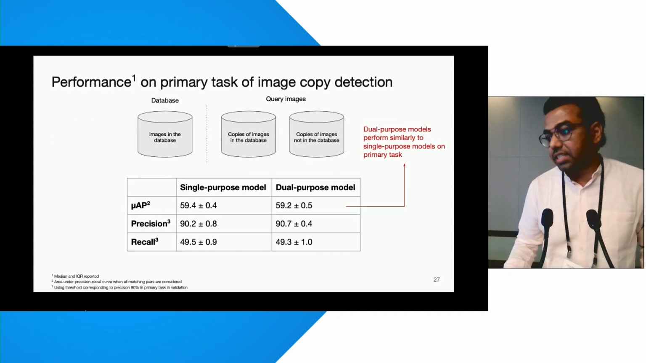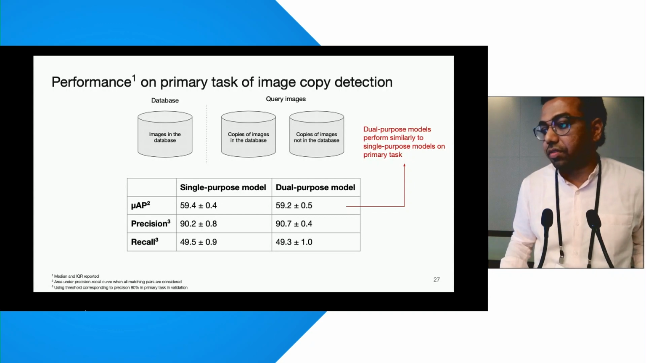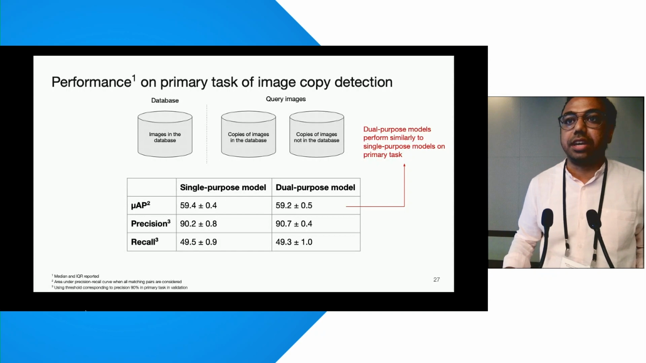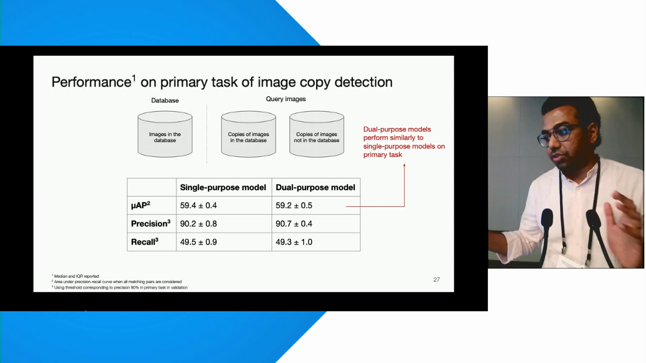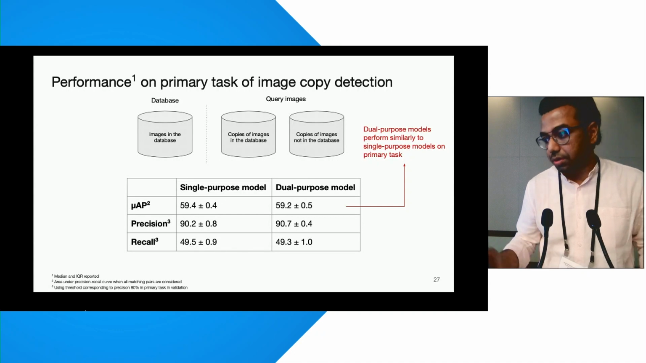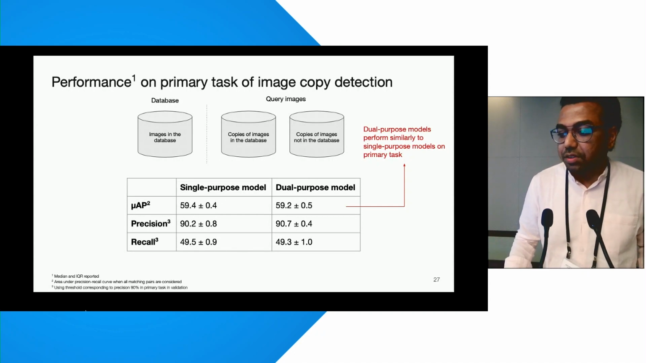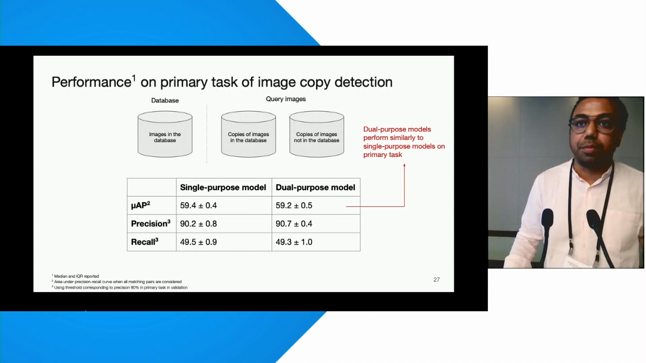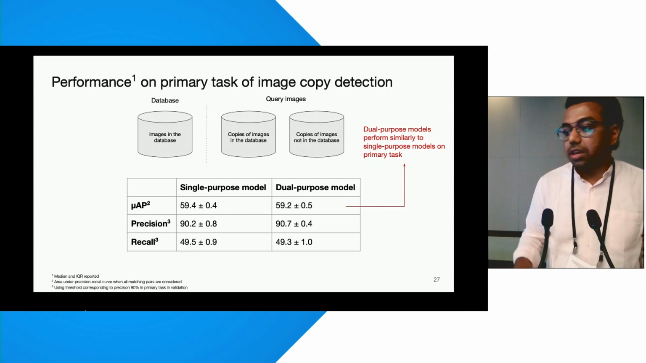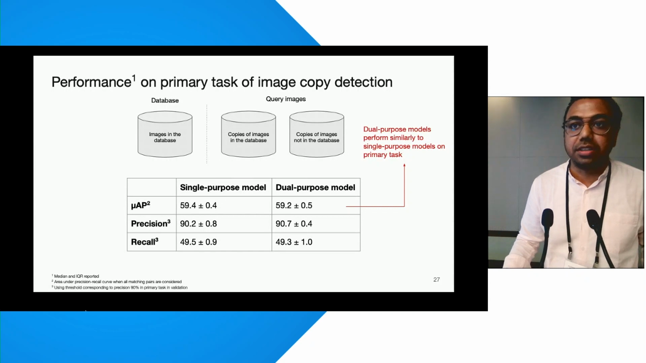So the first task is performance on the primary task of image copy detection. Here, we have a database of about 1 million images. And we have about 25,000 query images, of which some of them have a match in the database, some of them don't. What we see here is that our single-purpose model, which can only do image copy detection, has similar performance to the dual-purpose model. So we don't see any loss in performance on the primary task.